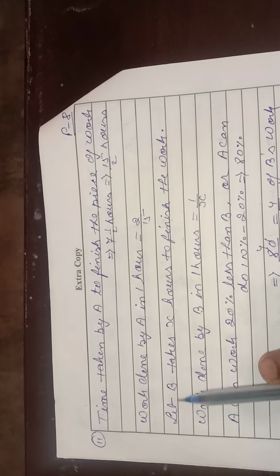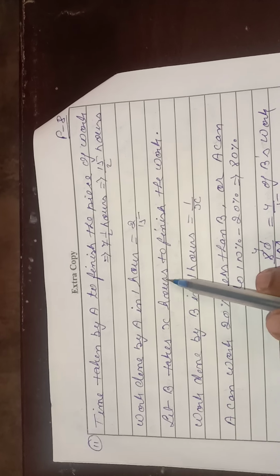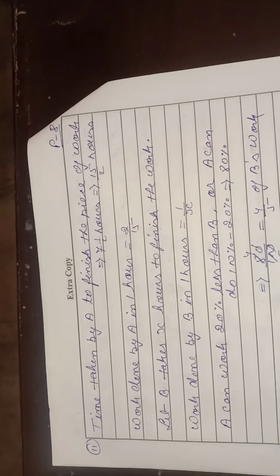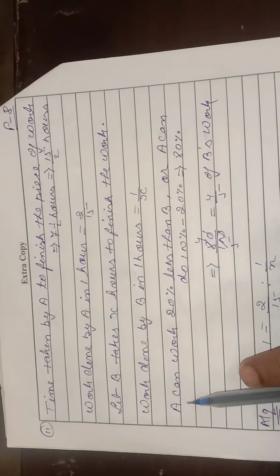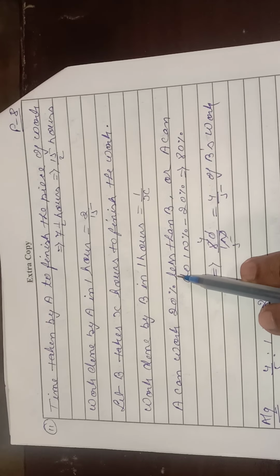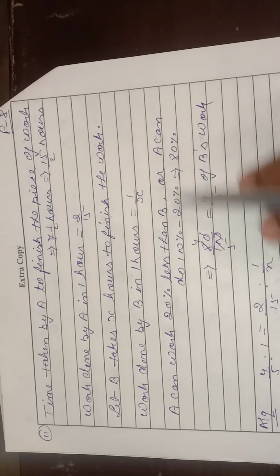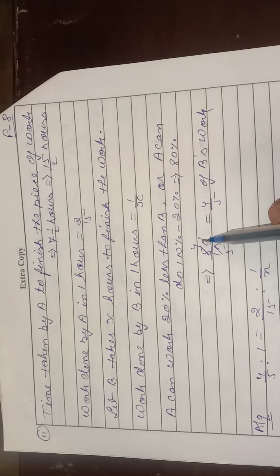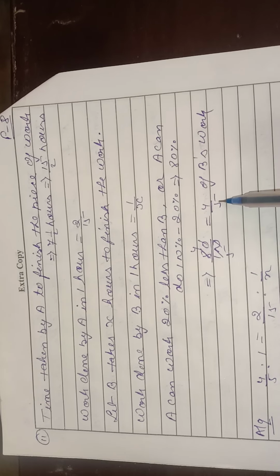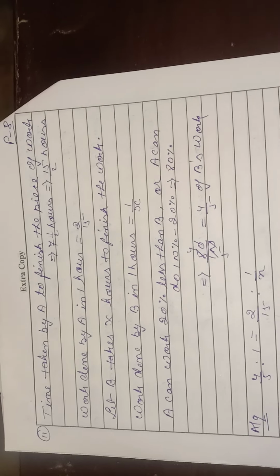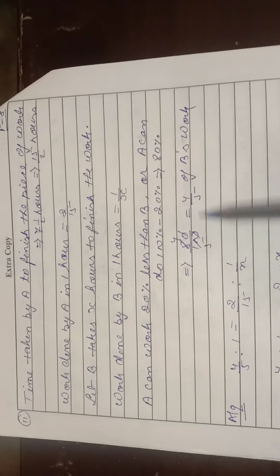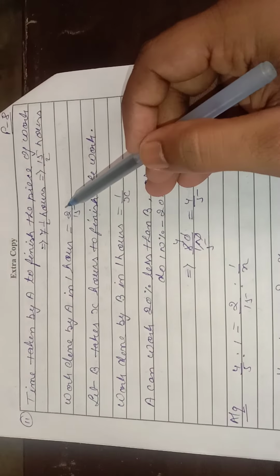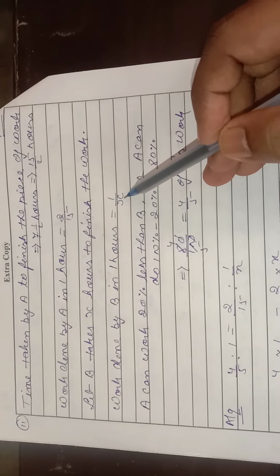Let us think that B takes X hours to finish the work, so B will do 1/X in one hour. Here A can work 20% less than B, or B can do 100% minus 20%, that means 80% of the work, that is 80/100, so 4/5 of B's work. So according to the question we can write that 4/5 is to 1 is equal to 2/15 is to 1/X.